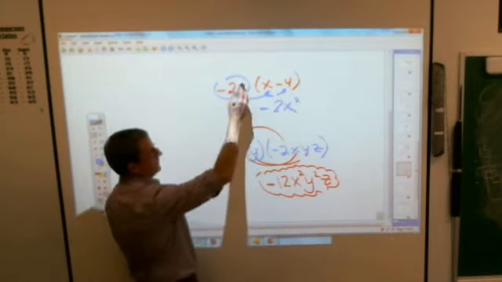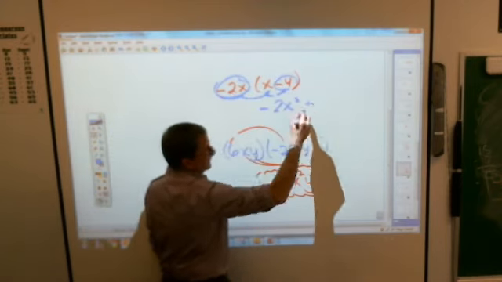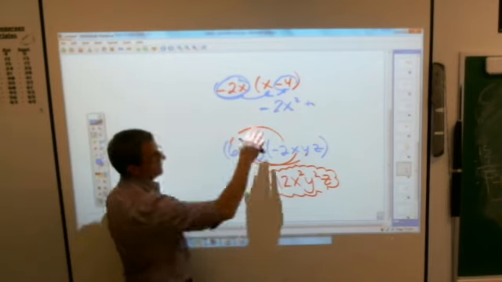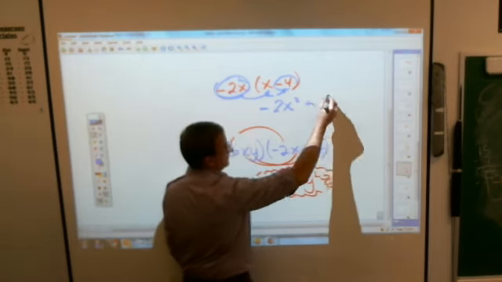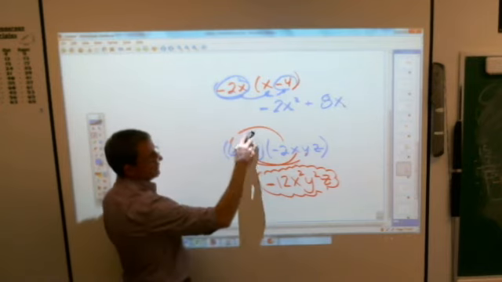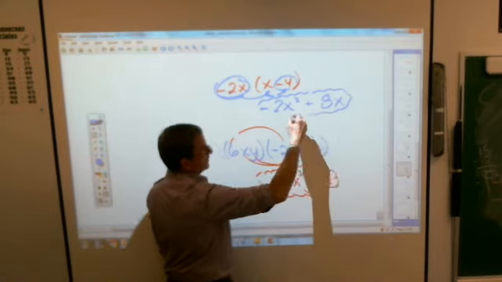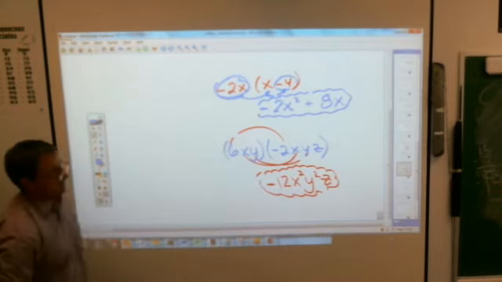But then I do the same thing, a negative times a negative. 2 negatives make that positive. And what is 4 times 2x? 8x. Can I put these together? I cannot, because they are not like terms. One is an x, one is an x squared.